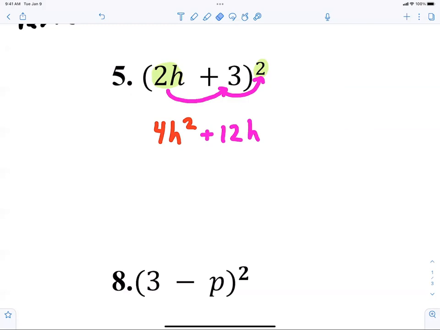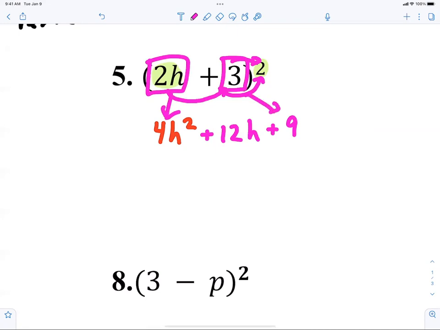And now you always do what to the last term? Square it. So what's 3 squared? 9. It's super duper easy. All right. So you square the first term and you square the last term. That goes there and that goes there. The middle term is always the product of these 3 numbers. 2 times 3 times 2. That's 12. That was easy.